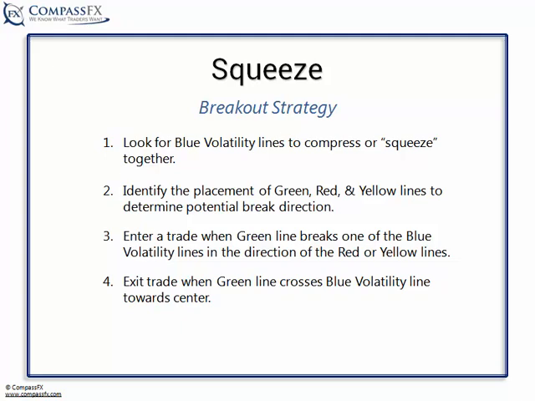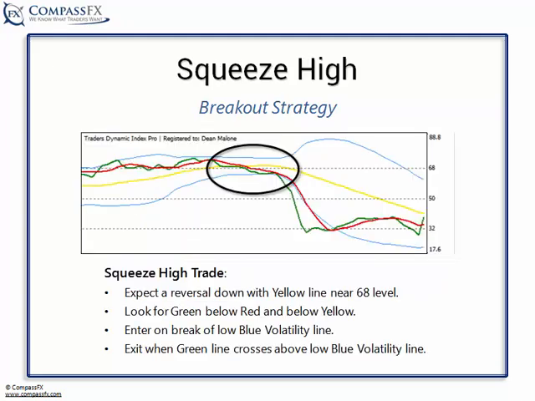More often than not, the break will occur in the direction of the overall trend identified by the yellow market baseline. You're going to exit the trade when the green line crosses the blue volatility line, moving back towards center. Let me give you an example of what it looks like on a chart.